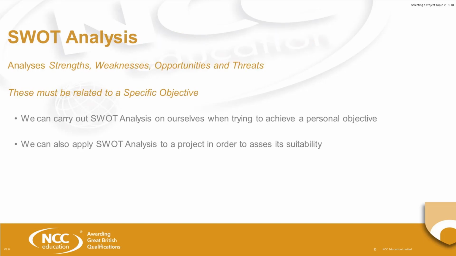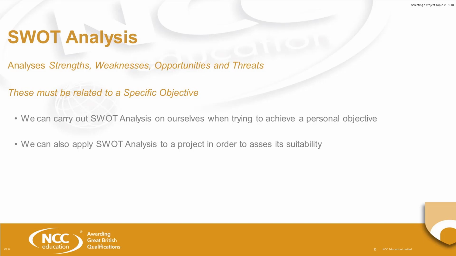One way of analysing a project and analysing ourselves is using SWOT analysis. SWOT stands for strengths, weaknesses, opportunities and threats. And in order to carry out a SWOT analysis, these four areas need to be related to a specific objective. So the process is that we set an objective and then we look at each of those individual areas, strengths, weaknesses, opportunities and threats, compared to that objective.